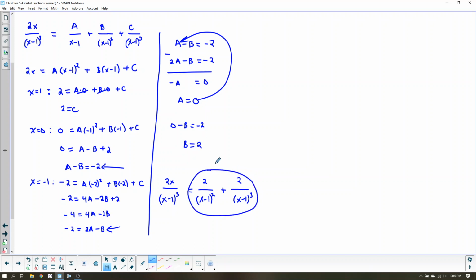So as with many of our problems, you can check your answer. You would just have to go through the process of actually adding these together and simplifying, and it should turn into this expression over here. Okay. All right, let's move on to the next example.